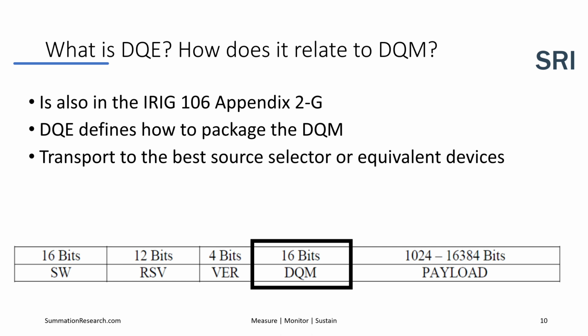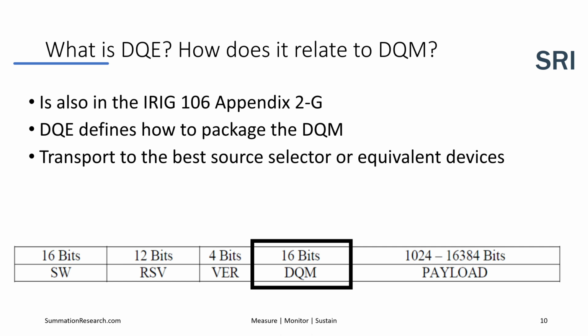If you look at the table below, it shows the package and the message format used by DQE to encapsulate the DQM with the telemetry data. This format ensures that the data quality metric is consistently included with each data packet, facilitating comprehensive data quality analysis during transmission.